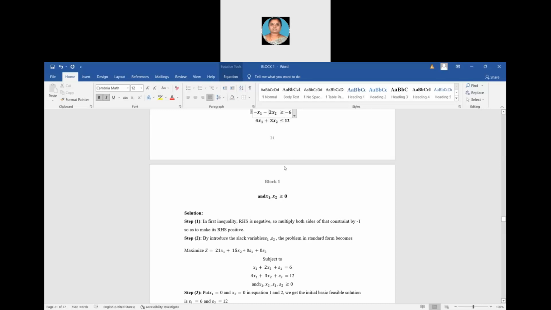So if you have a less than or equal to, you have to introduce the slack variable, that is, you have to add. If you have a lesser quantity, you have to add. If you have a greater quantity, you have to subtract.